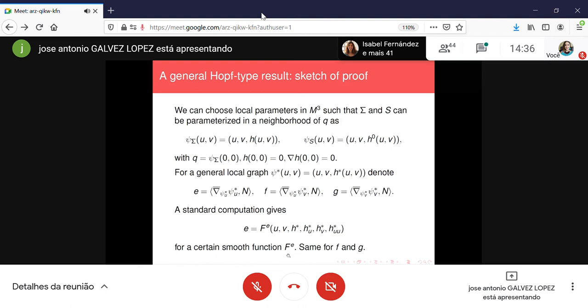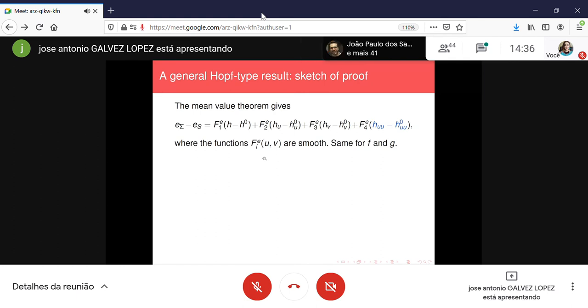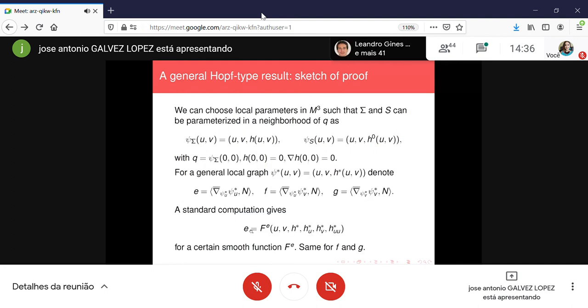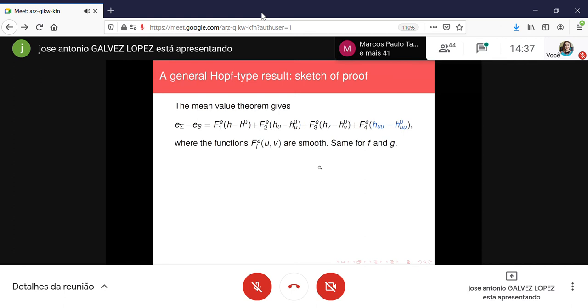Well, similar functions can be given for the coefficients f and g of the second fundamental form in these local coordinates. So we can use the mean value theorem for this function f_e, and for the height functions h and h naught, defining our immersed sphere sigma and the tangent surface in the transitive family S, and we obtain that the difference has this form, where the functions f_e are smooth. The same, of course, happens for f and g.